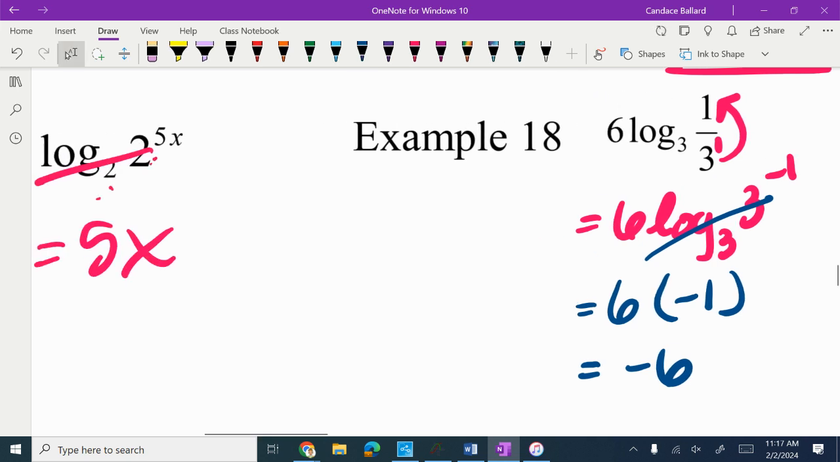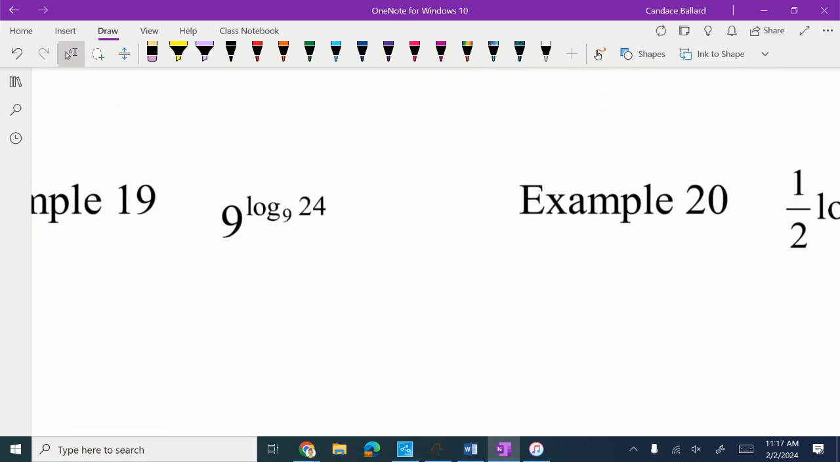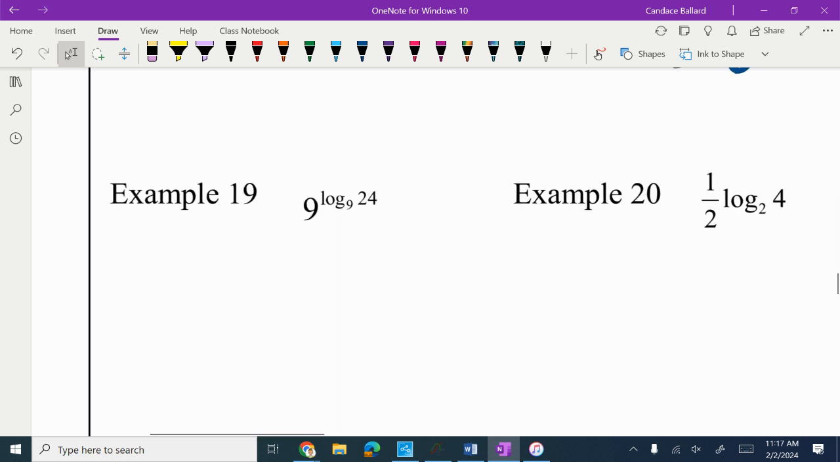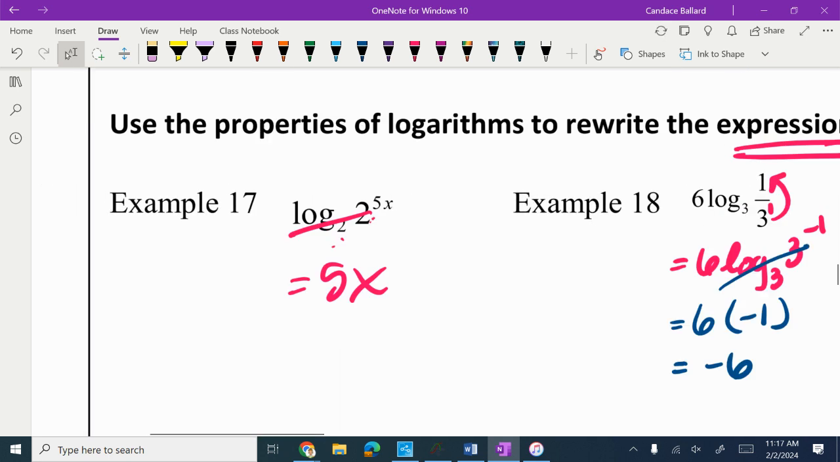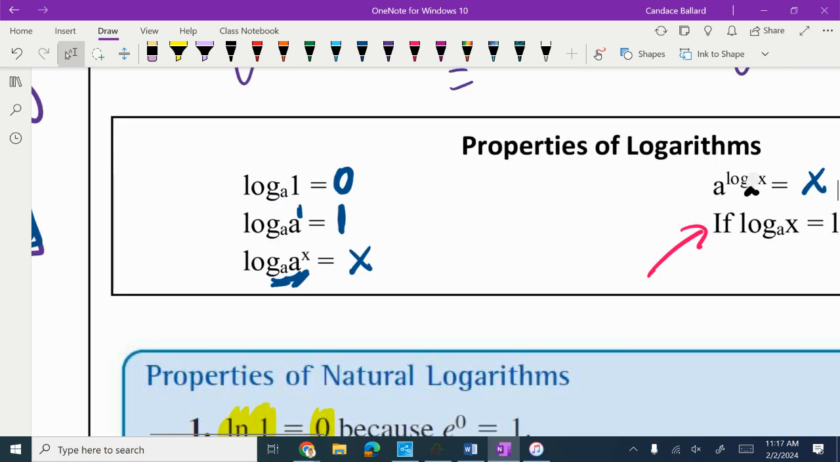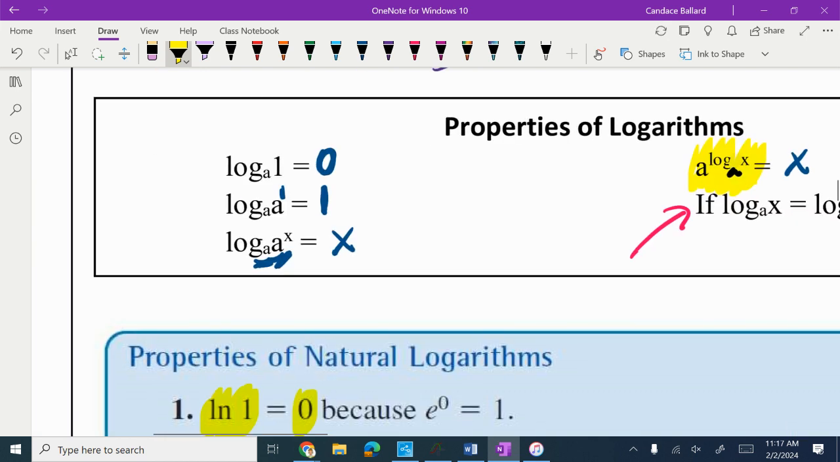Okay. All right, let's look at the next one here. This is one we haven't seen yet. This is the first time we've seen it in the notes. I'm going to scroll up to that little box that we had. All right, it's this property right here, which is just the backwards of what we've been doing, right? If I have the number log, and the base is the same number, they cancel out, and I just get whatever's left behind. All right?